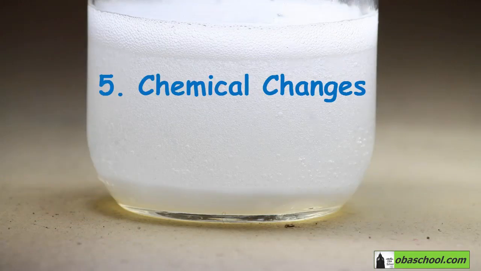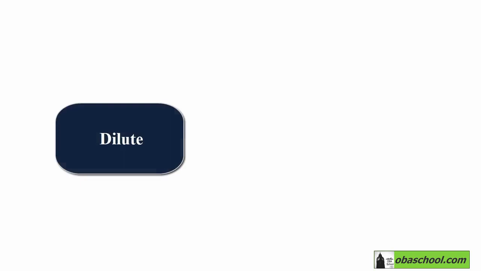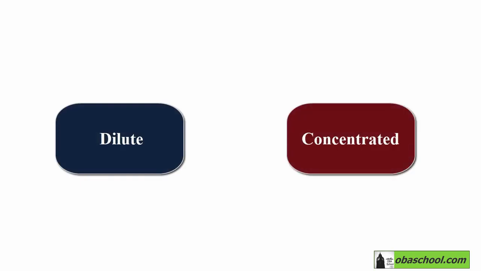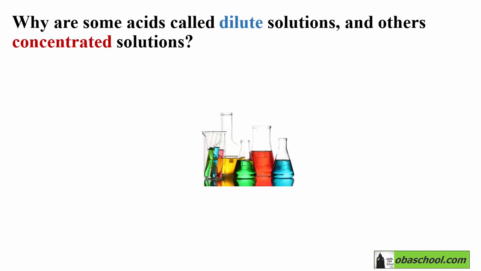In this section, we will investigate the differences between strong and weak acids. Let's start with explaining the terms dilute and concentrated acids. So why are some acids called dilute solutions and others concentrated solutions? Actually, some acids are safer to use than others.